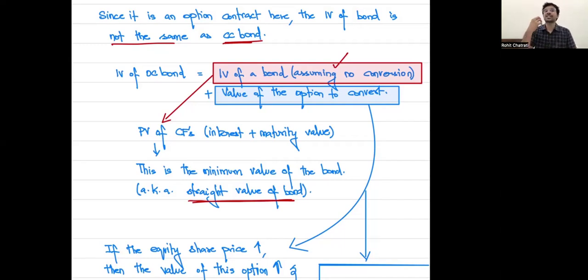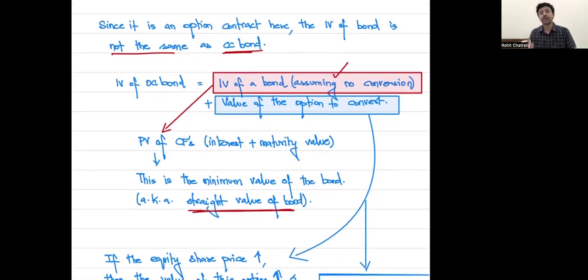That option is a benefit to the investor, and it is going to have a separate value in itself. That value of the option is what we add to the intrinsic value of the bond, assuming no conversion. We start with the intrinsic value of a bond, assuming no conversion, or the straight value of a bond. To that we add the value of the option. This option, which is a benefit, is separately valued, and that value gets added to the straight value of a bond to calculate the intrinsic value of an optionally convertible bond.